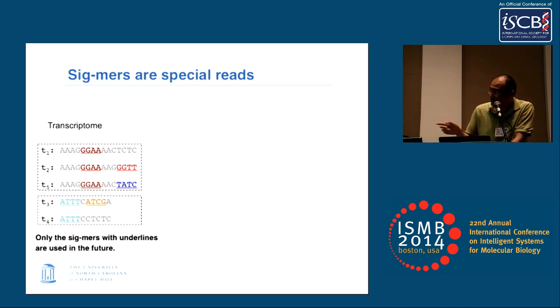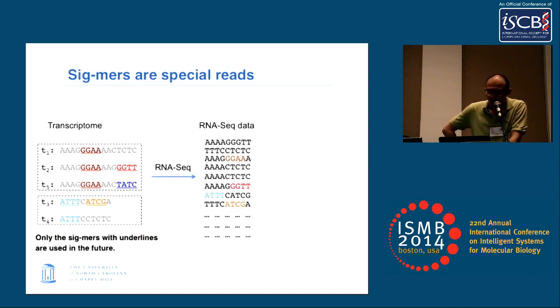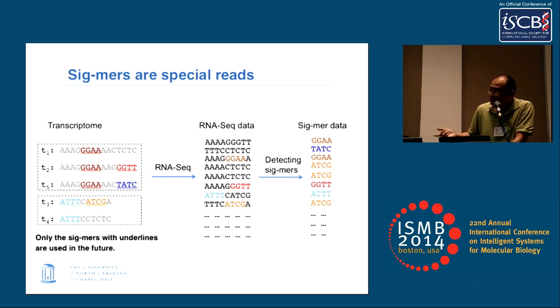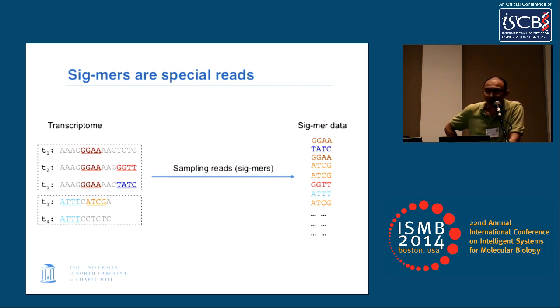So here's the same example. And when we do the RNA-Seq, we typically will get a list of reads. And some reads will cover some sigmers, some reads won't cover any sigmer, that's fine. And then we detect all the sigmers in the reads, and we generate this list of sigmer information. So when we look back to think about how this data is generated, we can actually omit the intermediate step, and we think that these sigmers are directly generated from the transcriptome.